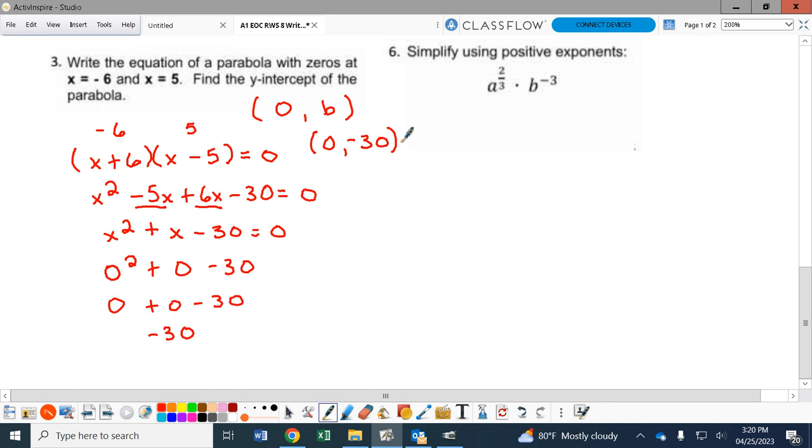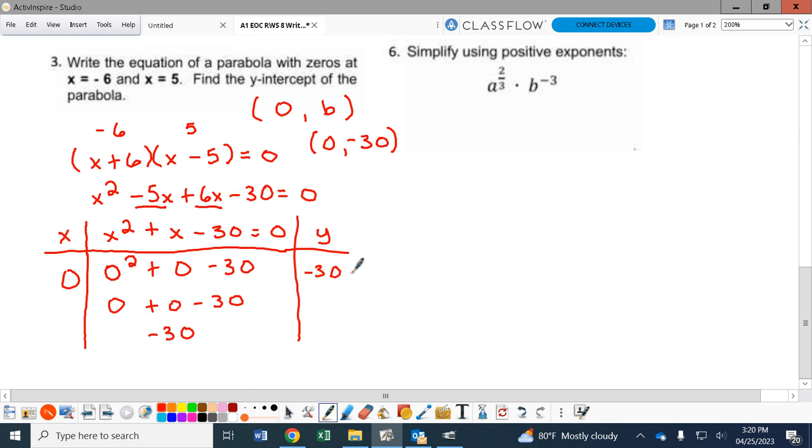(0, -30). Now, if it helps you guys, you could have set it up in a table from there. This would have been a table set up like this. The only number we're plugging in is our x, which is going to be 0. We're going to get our y, just so we can see it in a different way. And that y is going to put you at negative 30. It's just one number being plugged into a table instead of a whole table. All they want is the y-intercept, so we plug in 0 for x.